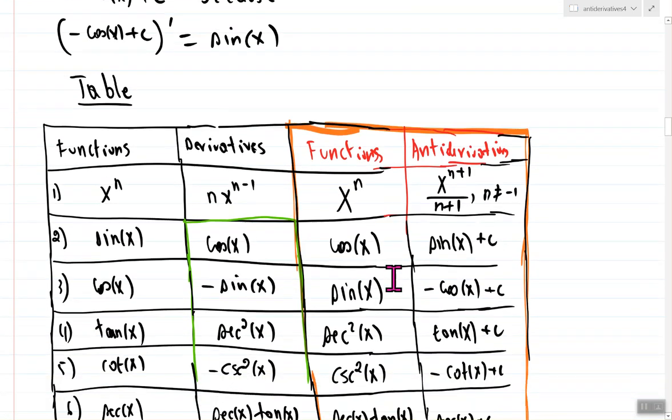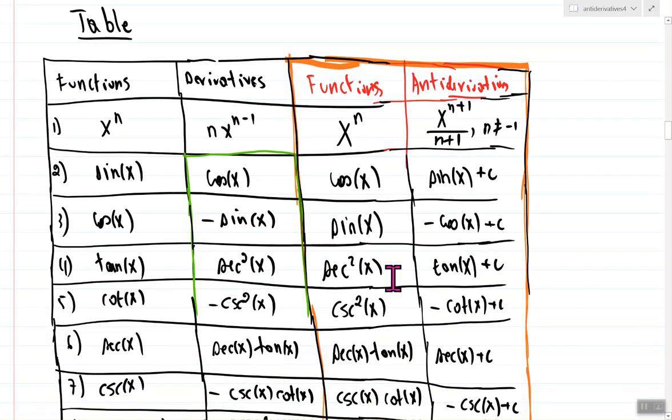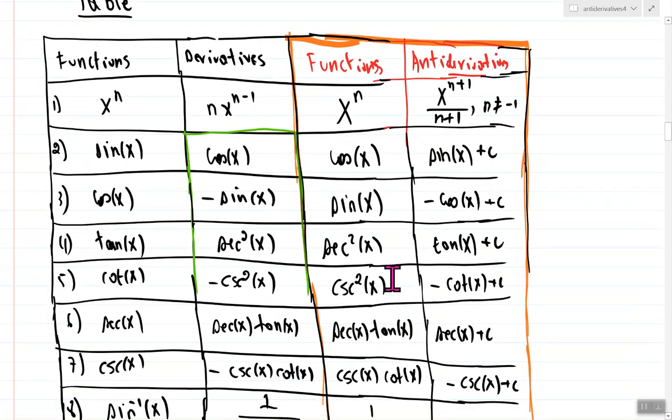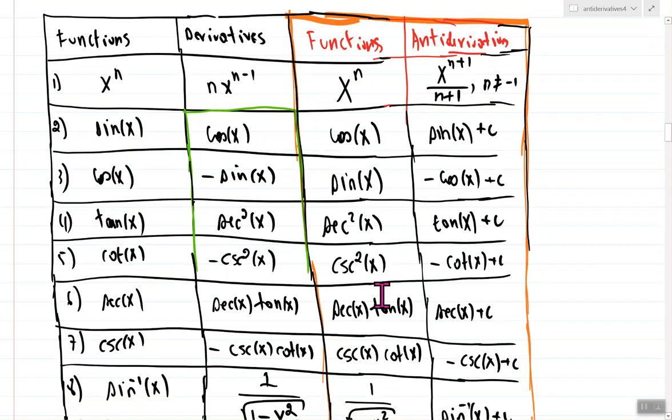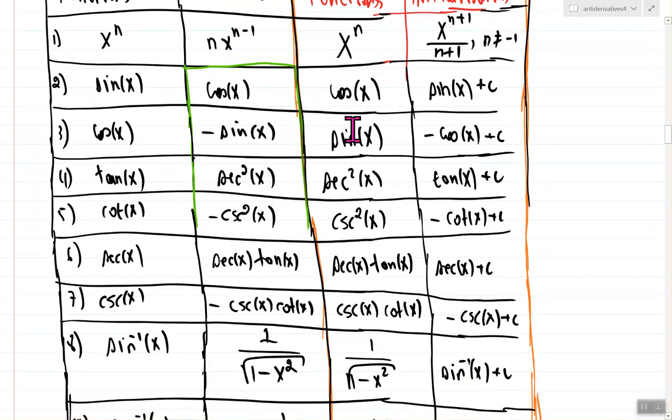Okay, so then you have the table of derivatives and antiderivatives. Basically, the antiderivative of x to the n is x to the n plus 1 over n plus 1, as long as n is not negative 1. We did the antiderivative of cosine is sine x plus c. The antiderivative of sine x is negative cosine x plus c.